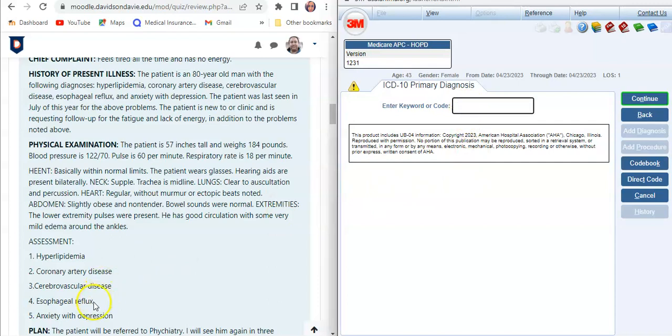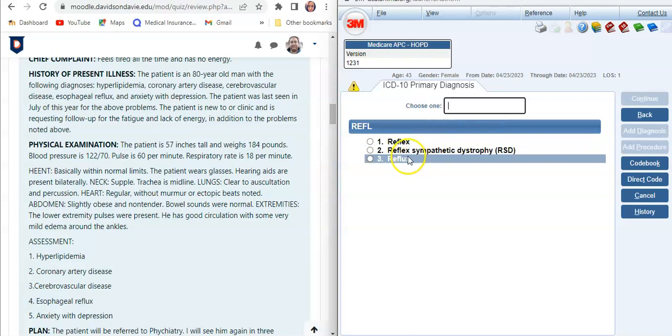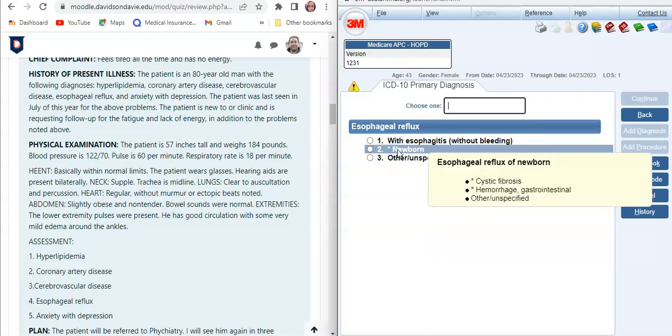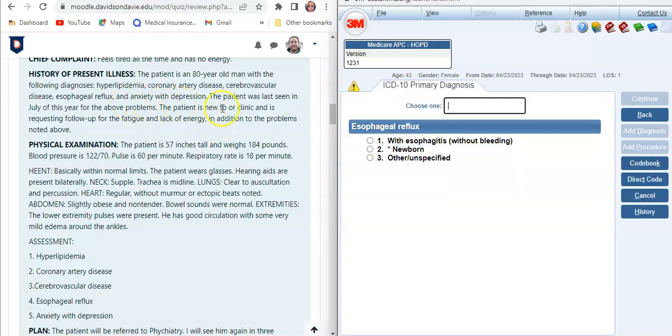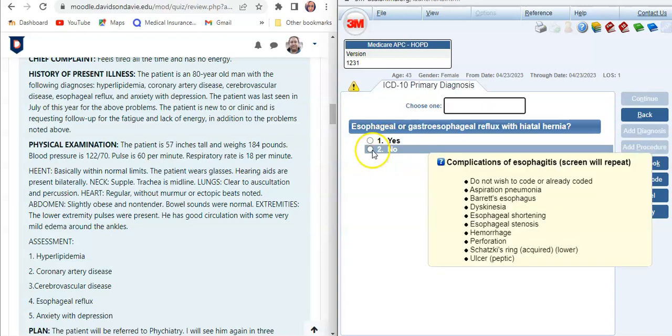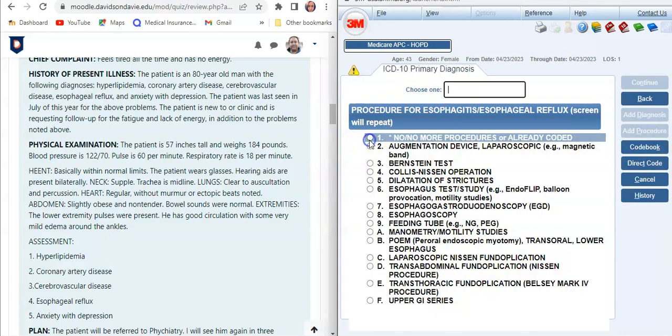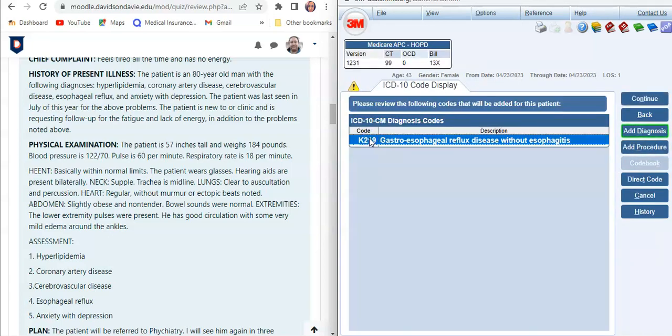And our next one's going to be esophageal reflux. So I'm just going to type in reflux. Oops, that's not it. Esophageal. I love it when it's so simple. It doesn't say anything about anything else, so we're going to say unspecified. Doesn't mention anything about a hernia. We don't want to code anything else now. So our next code is going to be K21.9.